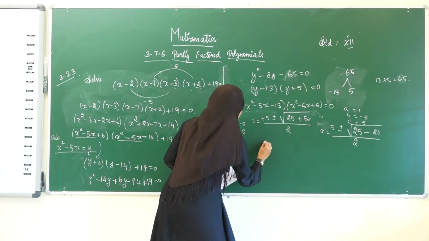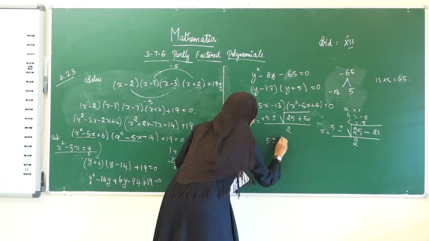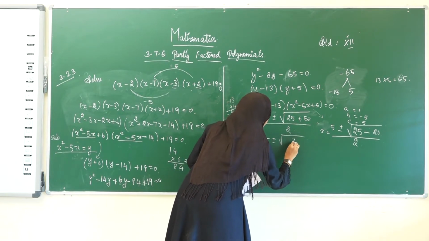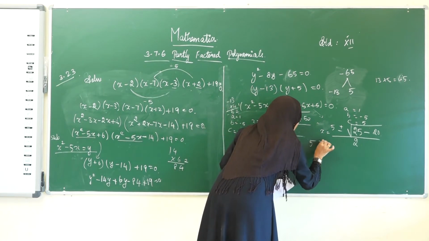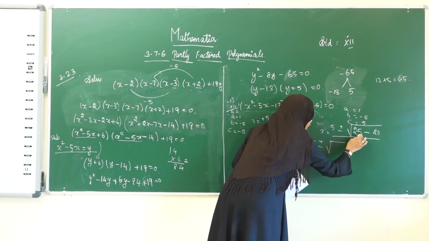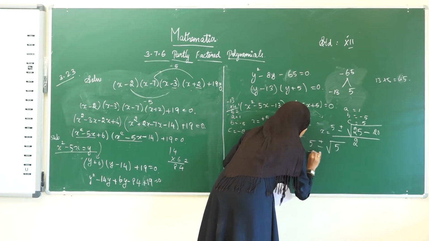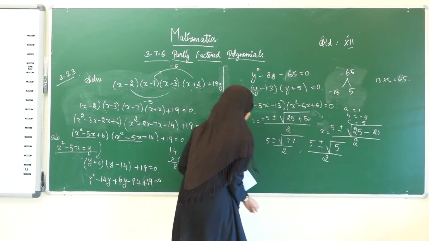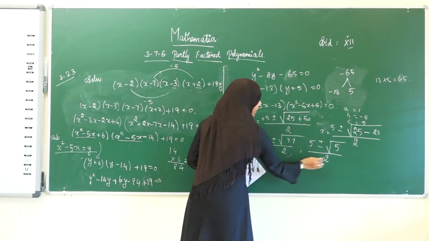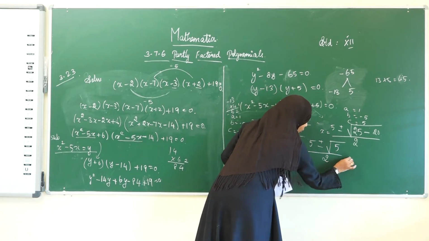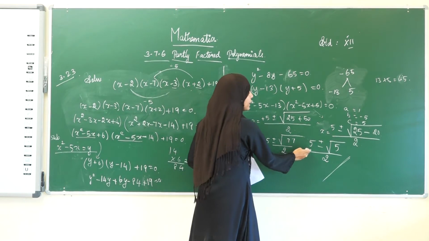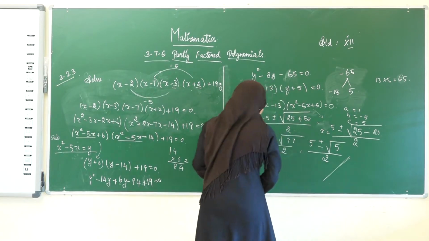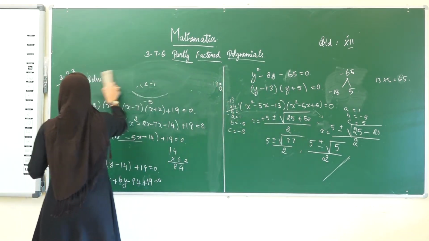See here, this can be written as 5 plus or minus root of, we are going to add this, 77 divided by 2, and another two values are 5 plus or minus root of 25 minus 20 is 5 divided by 2. See here, we got 2 roots and here we got 2 roots, therefore the total 4 roots are 5 plus or minus root of 77 divided by 2 and 5 plus or minus root of 5 divided by 2. Hence we have found the solution of this sum.